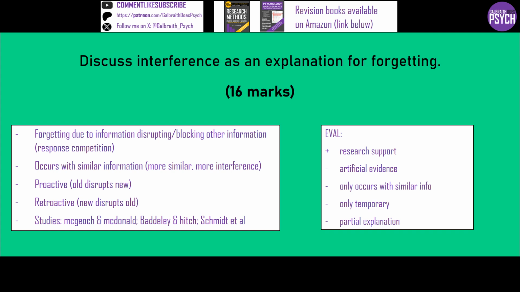Yeah, there are other factors involved. Maybe you could talk about how interference seems to be an explanation for long-term forgetting, and maybe there are different factors involved with short-term memory. Okay, there you go, just some thoughts, but you got your 6 knowledge marks, you got 10 evaluation marks. I'm probably looking at 3 discussion paragraphs in that 10 marks.